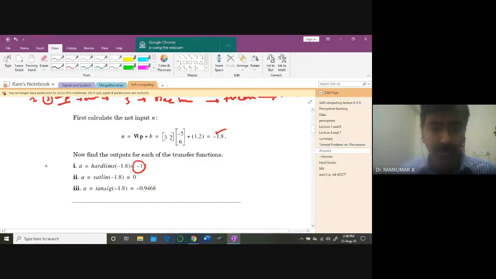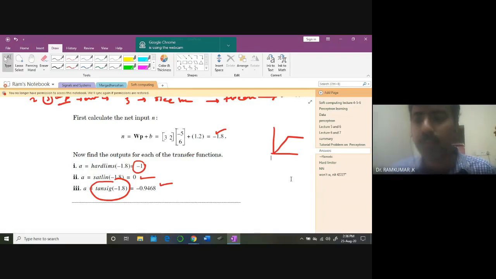Tan sigmoidal. So if you plug in the value, saturated linear is going to be 0. Saturated linear means what? It's going to be more like this. The negative values are 0. Tan sigmoidal is going to be this one. You simply plug in the formula, whatever value you have computed, you plug in that function.